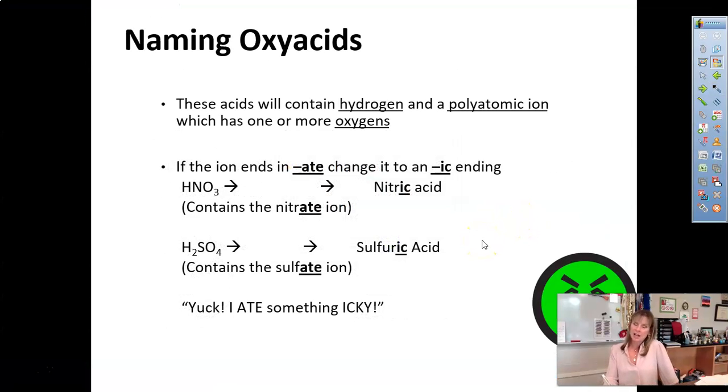Naming oxyacids. Oxyacids are a little more complicated because they have a polyatomic ion in them. These will have a hydrogen plus a polyatomic, so there will be three or more elements in this compound. Count the capital letters. Please count the capital letters. It's not that hard. If the polyatomic ion ends in ATE, you're going to change it to IC. So let's say it was sulfate.